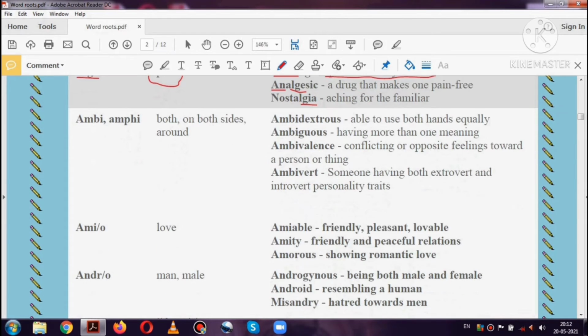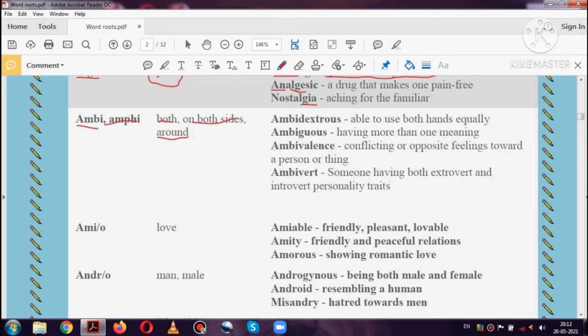The next word root is ambi or amphi. If any word has ambi or amphi in the beginning, in the end, or in the middle, it means both, or on both sides, or around. The first word based on these word roots ambi or amphi is ambidextrous.